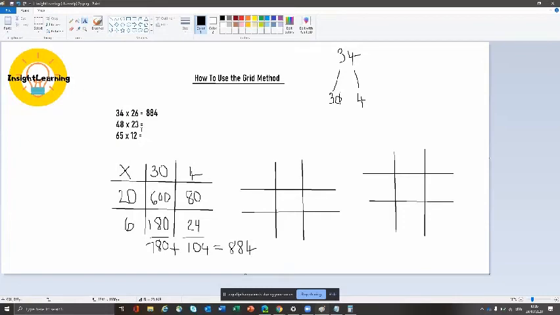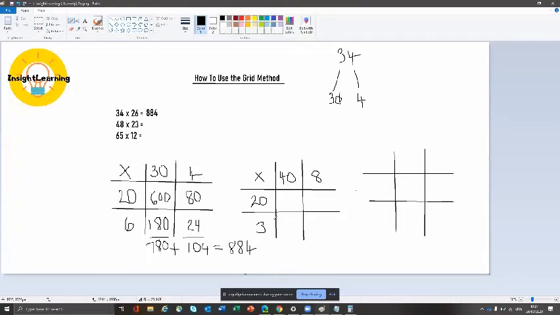The next one we've got here is 48 times 23. So once again, we start off by putting the multiplication sign in this corner square. Then we partition the first number, which is 48. So the 40 would go here, as the digit 4 represents 40, and 8 would go here as the digit 8 represents 8. Now let's do the same with 23. 20 would go here as the digit 2 represents 20, and 3 would go here as the digit 3 represents 3.